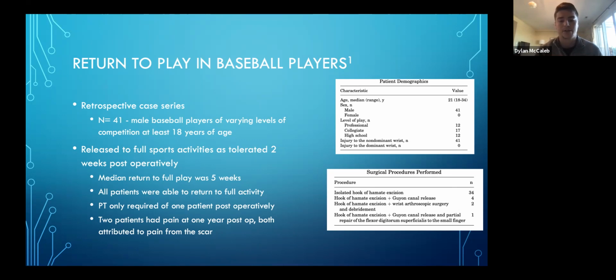There was only one that needed PT, which was this guy right here in the bottom table who required repair of his FDS. All others were able to return without any PT. And there were only 2 that had pain at 1 year post-op, which both were attributed to sensitive scarring.